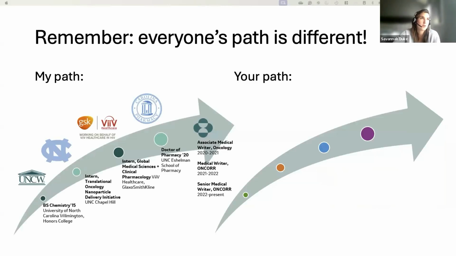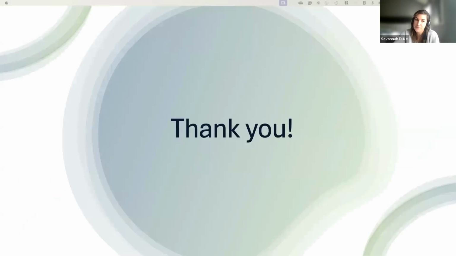And I included this slide just because I wanted you all to remember that everyone's path is different. So my path, I started at UNCW in Wilmington, went on to UNC to pharmacy school, did an internship at GSK, ultimately got an entry level position at Merck, but your path could be completely different. You may choose to work in clinical practice for a little bit and then enter industry. But what matters is that it's your path and that you are committed to propelling your career, and that's why you're here. And so I just wanted to leave you with that everyone's path is different, and I wish you all the best, and thank you.